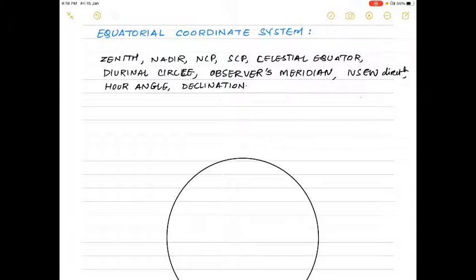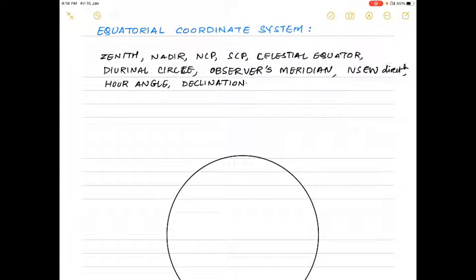But there are certain drawbacks to the horizon coordinate system, and the drawback is that it is very much position dependent or place dependent. It means the coordinates of the star given from a certain place on the surface of Earth won't be the same if you change the place. That is why it is not a very reliable one.